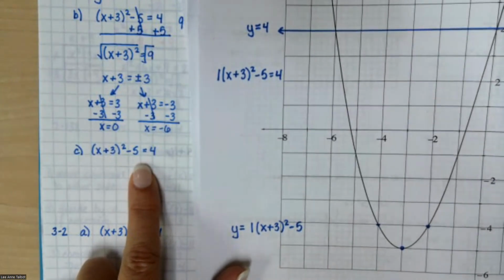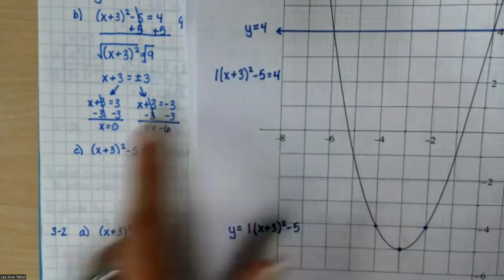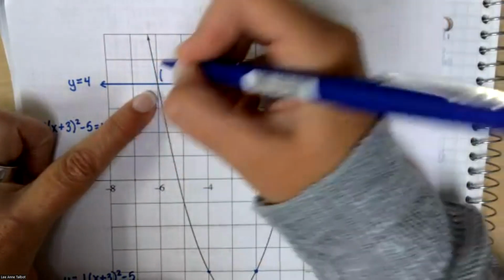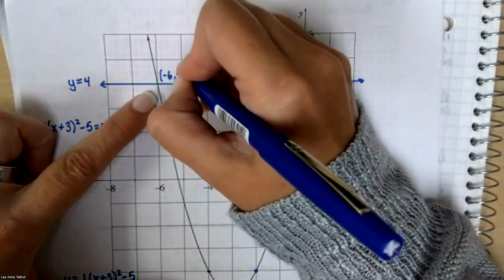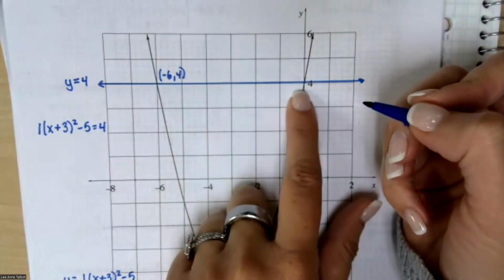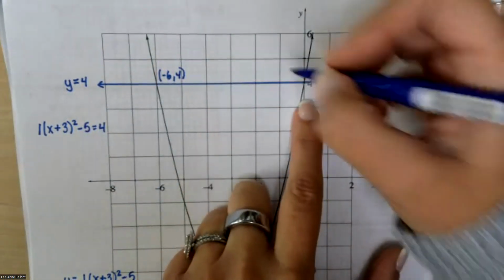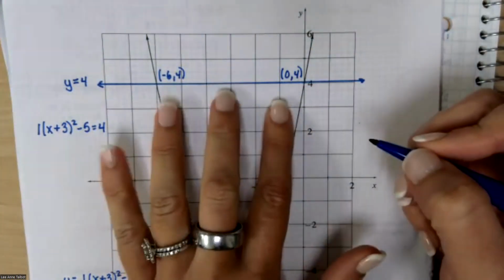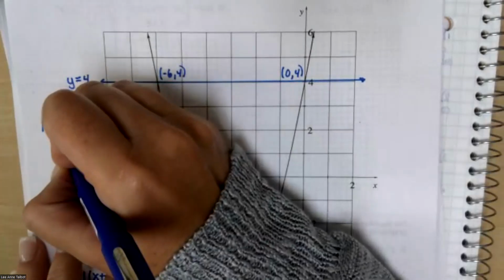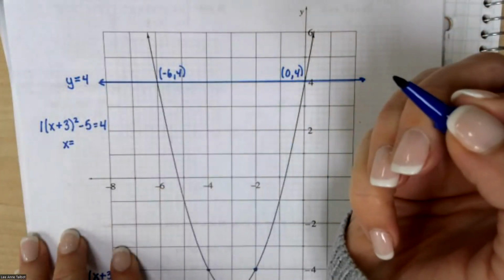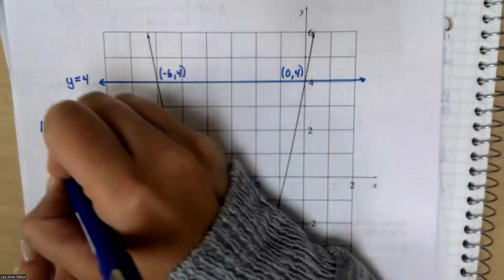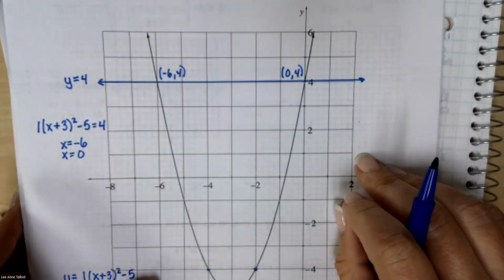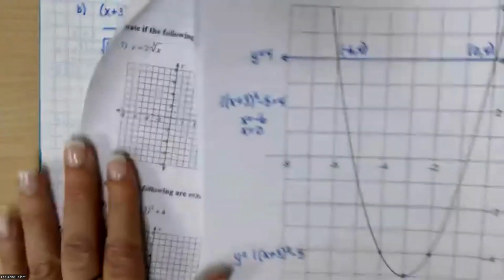Okay, what I'm proposing is there's a way to solve this equation by looking at the graph. I would like you to look at the points of intersection. What is this point? -6, 4. And what is this point? 0, 4. And what are the x's of those points? And what did we get for our two answers for this equation?